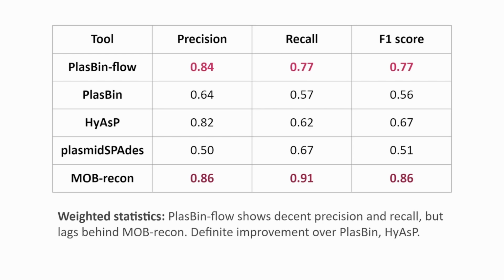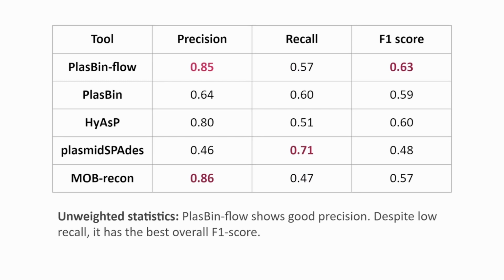So based on these definitions of the evaluation criteria, we have the following results. When it comes to weighted or base pair level statistics, we can see that PlasBin-flow showed decent precision and recall, but it was second best to MobRecon. However, it definitely showed improvement over its predecessors, PlasBin and HyAsP. Next, we look at the unweighted statistics, and PlasBin-flow definitely showed good precision here. And all the tools pretty much showed low recall. However, PlasBin-flow had the best overall F1 score.